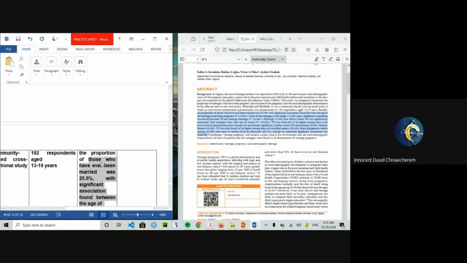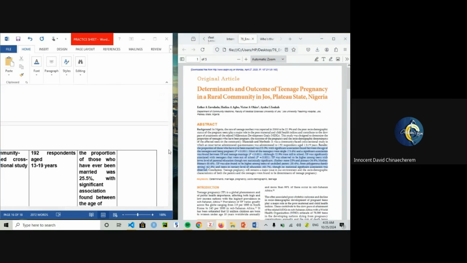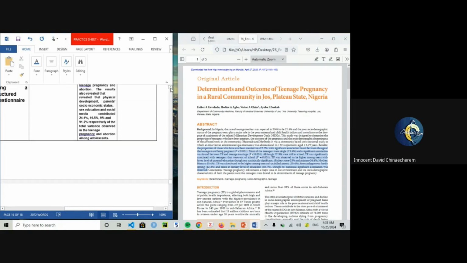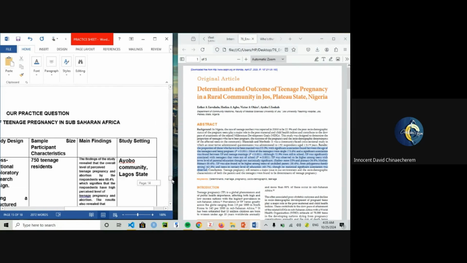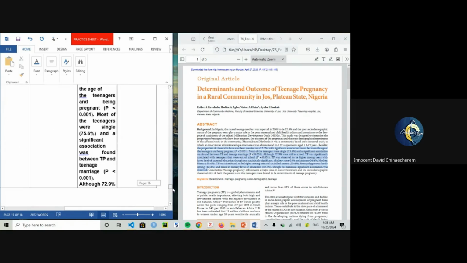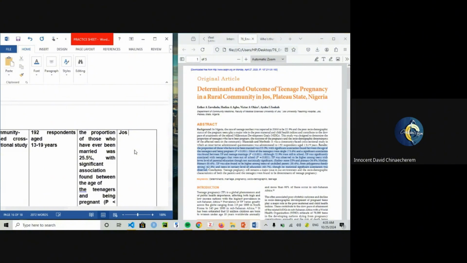And then the next thing we need is the location, and that is what? Just Plateau State, Nigeria. So put that, just Plateau. Can I spell that correctly?